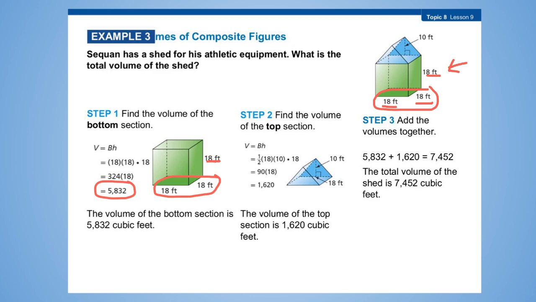Now the top part is a triangular prism. To find the area of the triangle, I take half of the base times the height, half of the base, 18, times the height, times the height of the prism. And just like in surface area, I'm going to add these two things together to get my grand total of Saquon's shed.